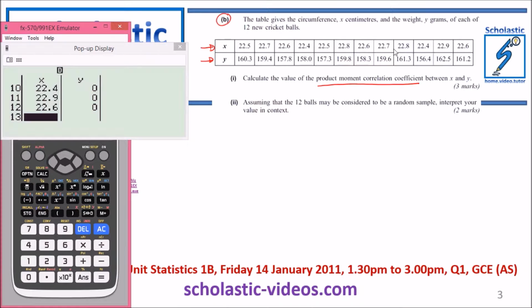What I did, I entered all the x values first, and then I go to enter the y values into the calculator. So always make sure that you enter the corresponding y value. If you don't enter properly, you will get a wrong answer. So in this case 22.5 is x, and the y is 160.3. So I enter 160.3, enter. 159.4, enter. So I'm looking at this second row now.